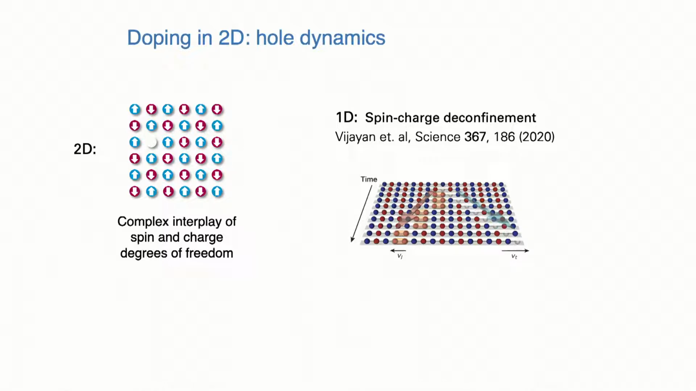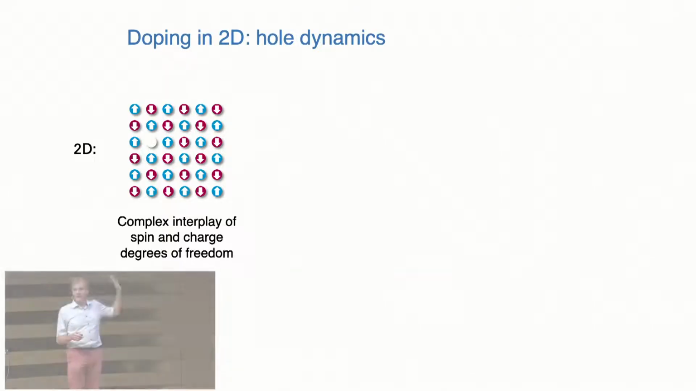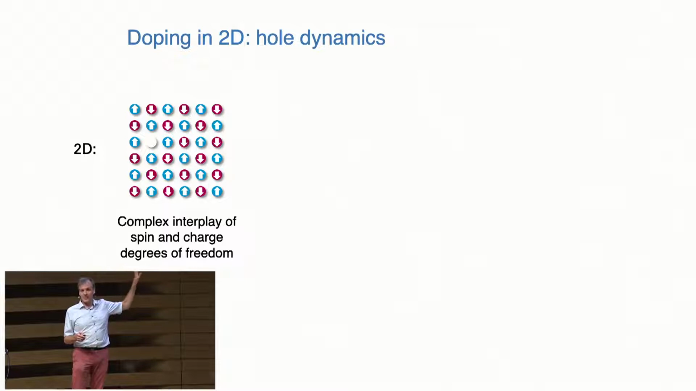Well, first of all, in 1D, it's actually very simple. There you have nearly perfect spin-charge separation. And that was recently nicely shown by the group in Munich. But in 2D, things are really complex. And with this cartoon-like picture where I just show a naive Néel ordering, let me show you a little bit the spirit of the kind of things that are happening here.